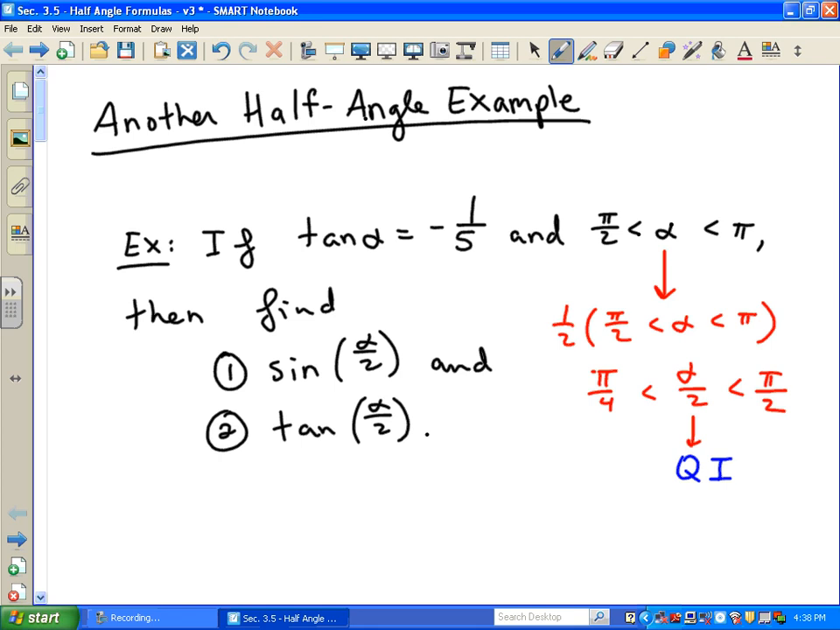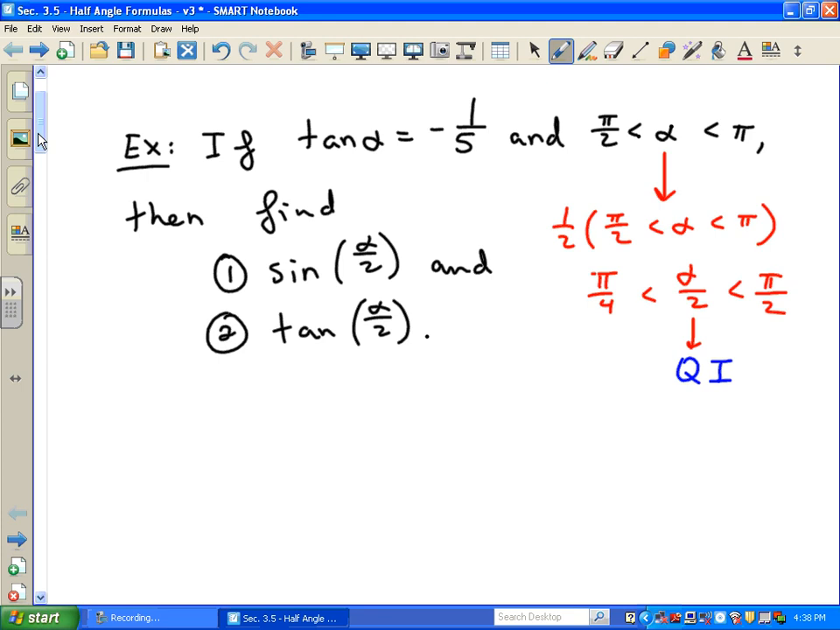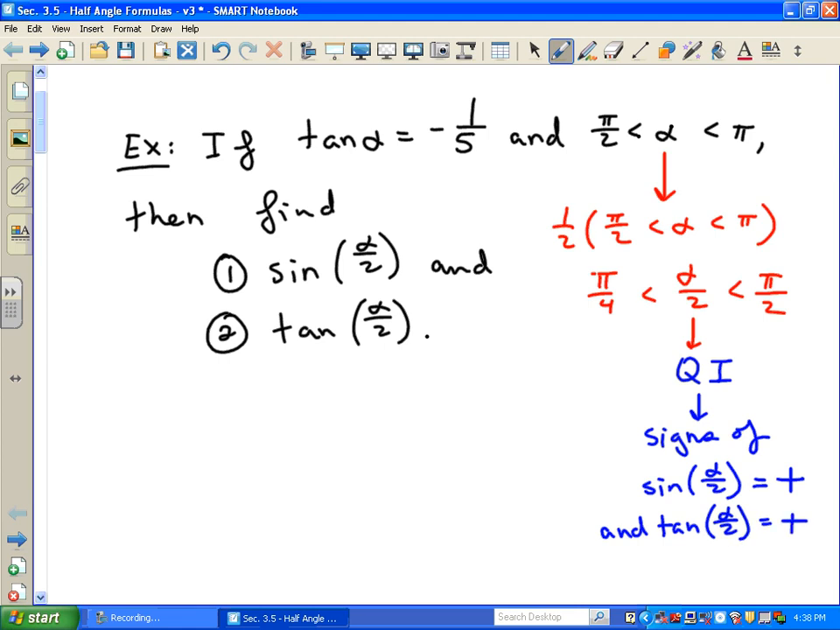Now, this tells us the signs of the sine and the tangent functions. In quadrant 1, the sine of alpha over 2 is going to be positive, and the tangent of alpha over 2 will be positive. In quadrant 1, x, y, and r are all positive, and so definitely sine of the half angle and tangent of the half angle will both be positive. So we've got our signs taken care of.